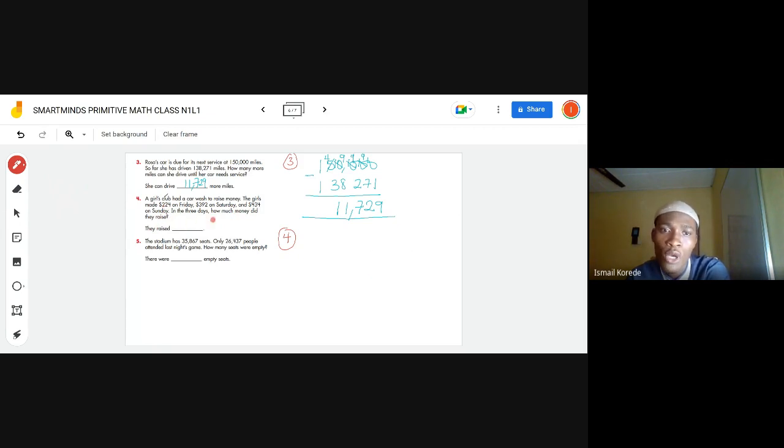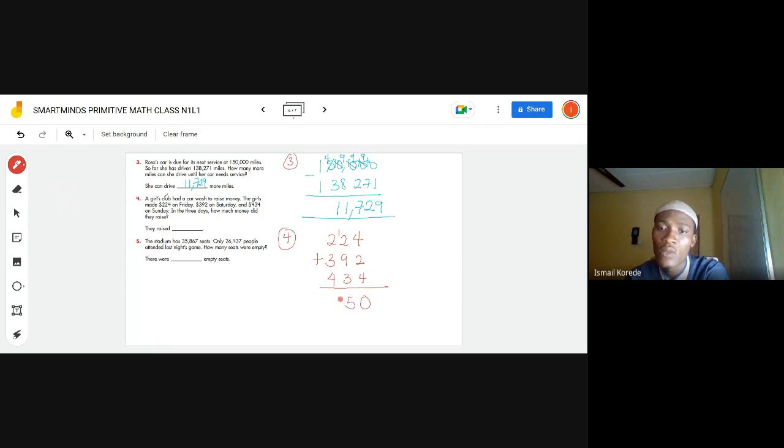So we just need to sum the money made on Friday, on Saturday, and on Sunday together to get the amount that was raised for the 3 days. On Friday, they raised $224. On Saturday, $392. On Sunday, $434. So when we sum this together, we have 4 plus 2, that's 6. 6 plus 4, that's 10. We write the unit, we keep the tens. To the next digit, 2 plus 1 is 3. 3 plus 9 is 12. 12 plus 3 is 15.